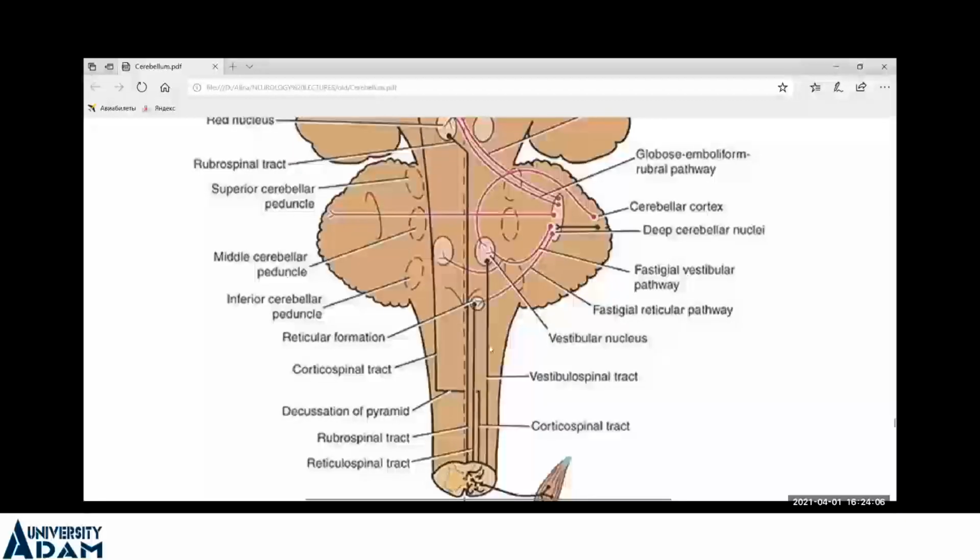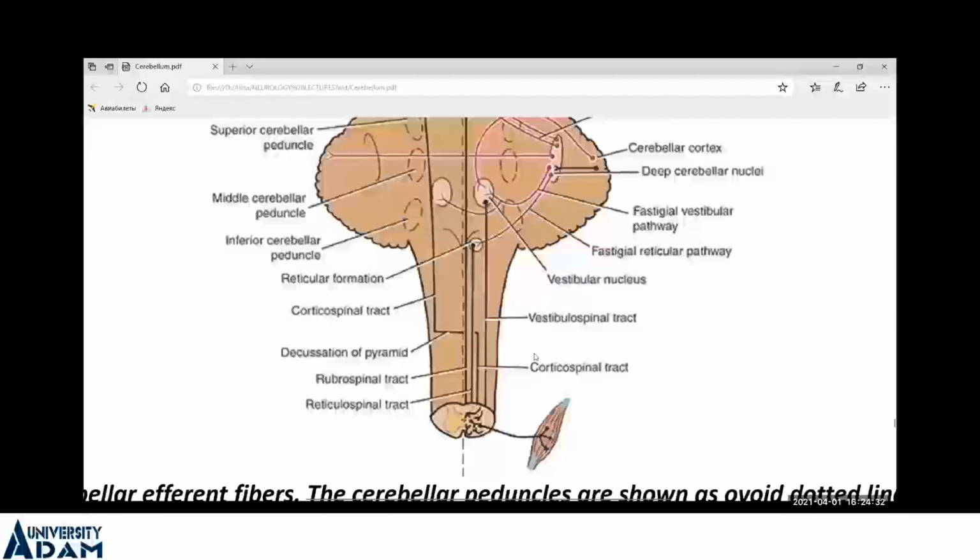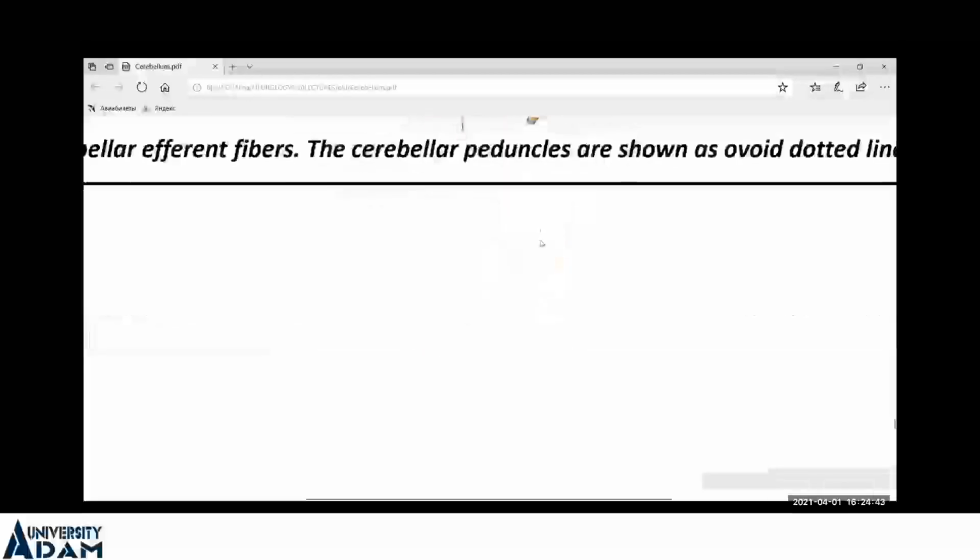Okay, guys. So that means that after all, when all these tracts synapse with each other in the spinal cord, they will reach the muscles only with the lateral corticospinal tract. Okay, you can see the corticospinal tract. Please don't forget the corticospinal tract. This is the only tract which carries the motor signals to the muscles, to the periphery. Okay, guys, is it clear?